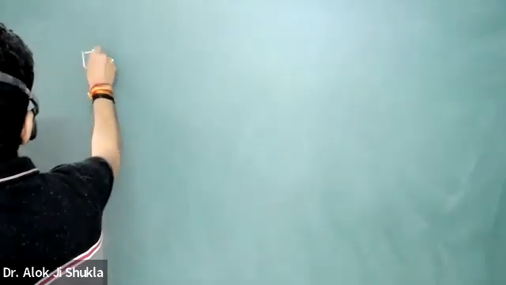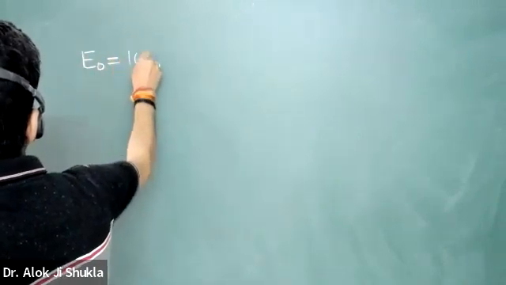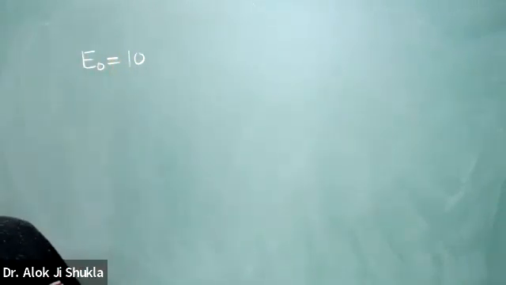Sir, we have to find the Poynting vector. Poynting vector. Power per unit area means energy per unit time per unit area, which means Poynting vector. So a plane wave is traveling along the positive z cap direction. The maximum electric field, E naught, is given as 10. Approximate maximum value of power per unit area.